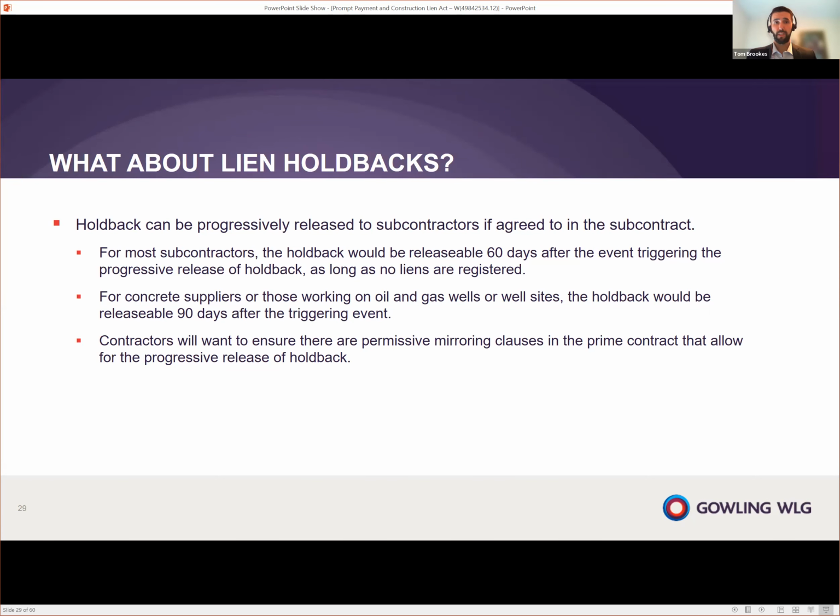Now that considers holdback release between contractor and owner. The holdback can also be progressively released between contractor and subcontractor, but that is a matter for the subcontract. So for most subcontractors, in light of the 60-day builder's lien period, they're going to get their holdback after 60 days. And again, for concrete suppliers, as well as those working on oil and gas well sites, they're instead going to have to wait 90 days for their holdback to be progressively released. And importantly, if the contractor is agreeing to progressively release his holdback to subs, he is going to want to ensure that there are mirroring provisions in his prime contract that allow him to also obtain his holdback progressively from the owner.